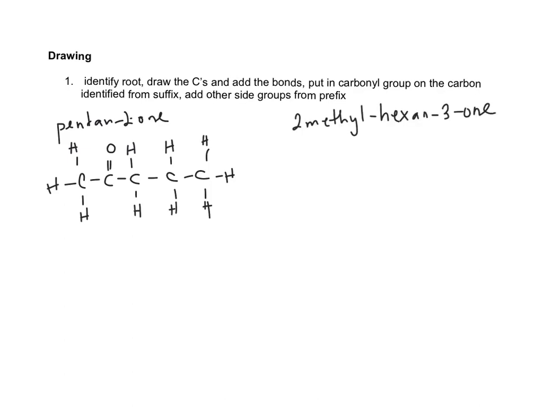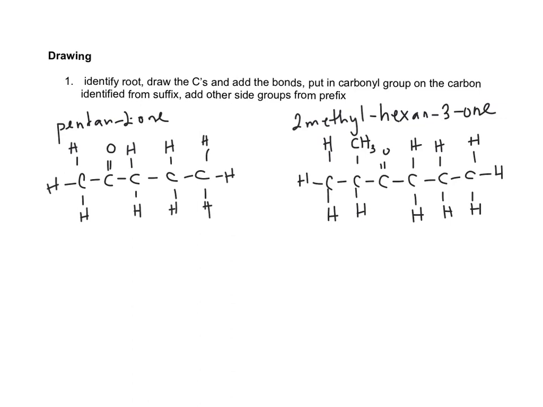So 2-methylhexan-3-one. So we know that the longest continuous carbon chain containing our carbonyl group is 6, hex, and our double bonded O is on carbon number 3. So place your longest carbon chain, 6, add in your carbonyl group on carbon number 3, add in all your other bonds, and then place your prefix. So it's a 2-methyl, so carbon number 2 contains the methyl group, and the rest are hydrogens. So there we have 2-methylhexan-3-one.